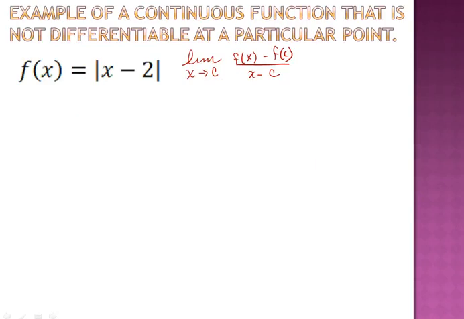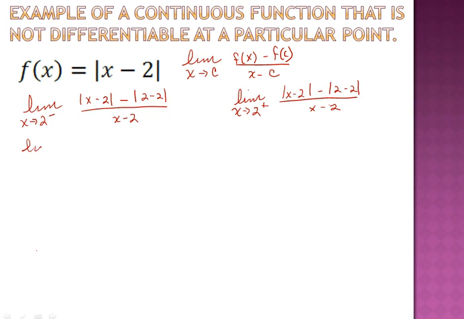To study this function, we're going to take the limit as x approaches our value of c of the slope at the point of c. So we're going to take a look at the limit as x approaches 2 from the left and from the right. So simplifying these limits down, I get the absolute value of x minus 2 minus 0. So the absolute value of 2 minus 2 on both of these is 0.